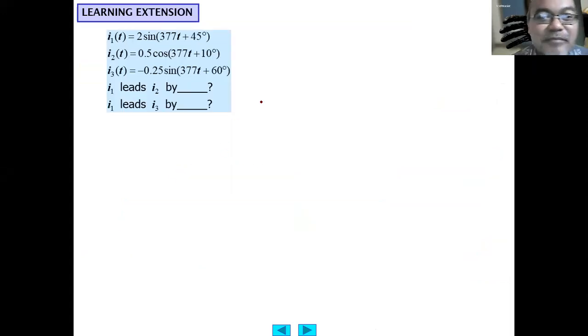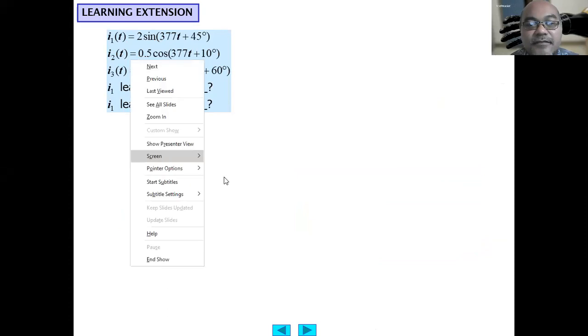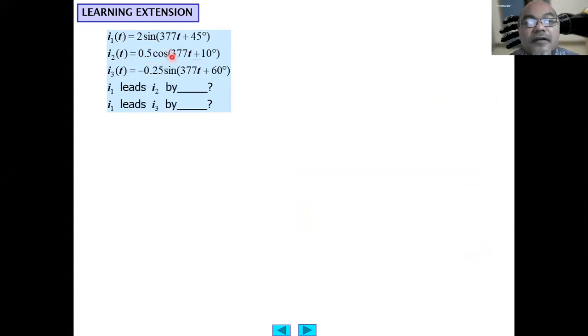Okay. Example here, we have I1(t) equals 2 sine 377t plus 45 degrees. I2(t) we have 0.5 cosine 377t plus 10 degrees. I3(t) equals minus 0.25 sine 377t plus 60 degrees. The question is: I1 leads I2 by how many degrees? I1 leads I3 by how many degrees?